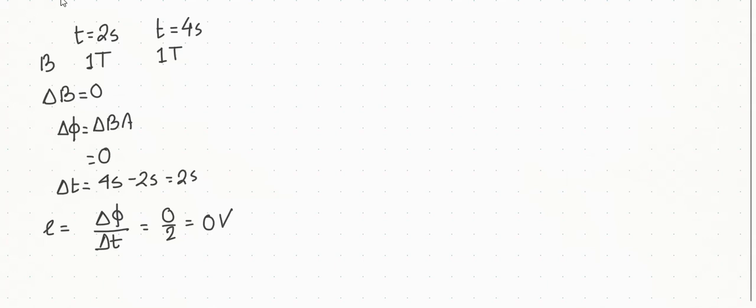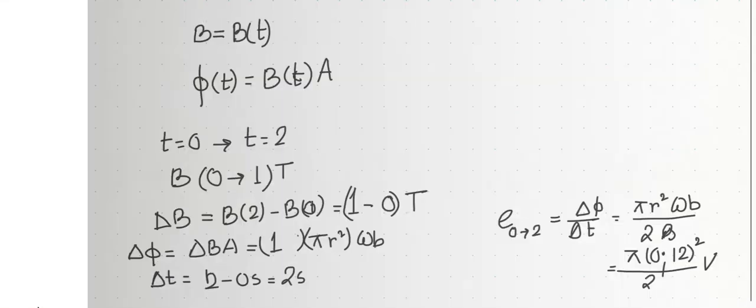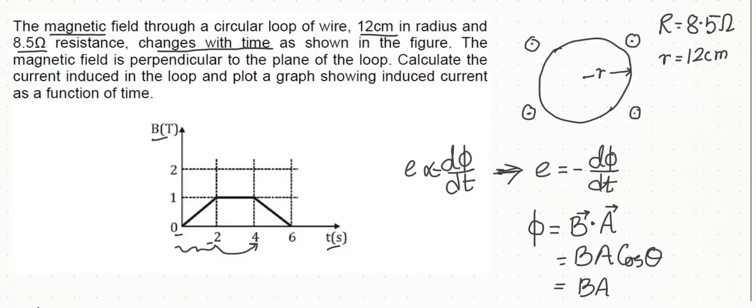Now if I say from t equal to 4 second to t equal to 6 second, what happened? Let us check the graph again. From t equal to 4 second to t equal to 6 second, the value of the magnetic field reduces from 1 to 0.